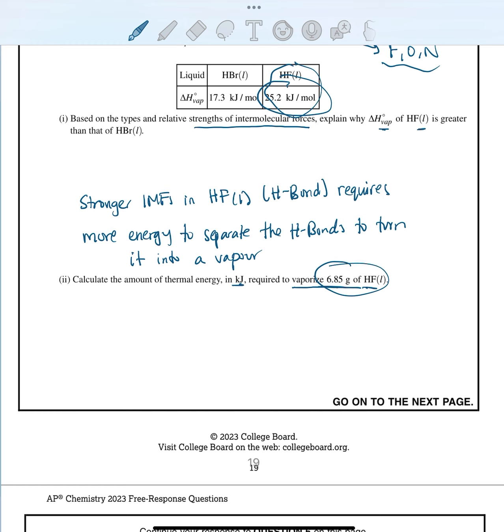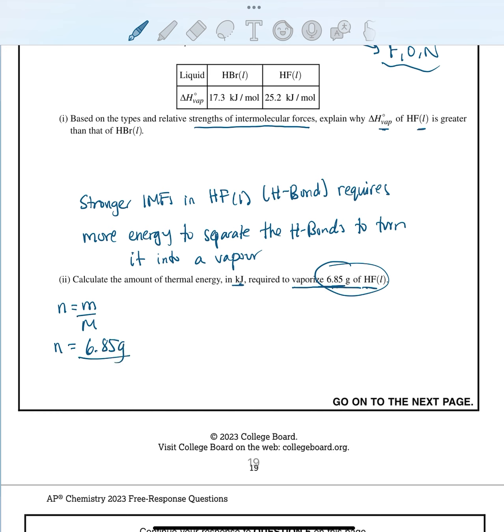So I don't have 1 mole of HF here. I only have 6.85 grams. So let's first figure out how many moles this 6.85 grams is. Okay, I like to use the mole formula, which is n equals m over M. So I'm going to convert the grams of HF, 6.85 grams, into moles of HF.